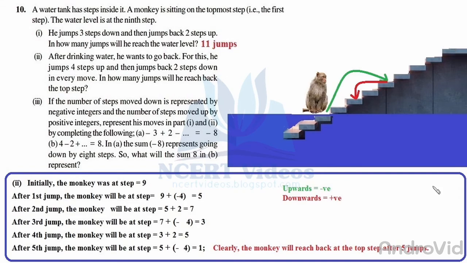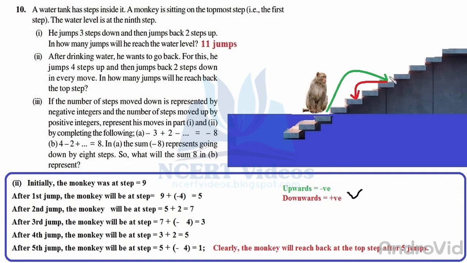This was logical. Now let's do it mathematically. Again, upward is negative, downwards is plus. After the first step, he'll be at 9 plus minus 4, because moving upwards we take it as negative. So 9 minus 4 is 5. Now after the second jump, he'll move back towards the water. So he moves 2 steps towards the water and it will be taken as plus. So finally he's at the 7th step.